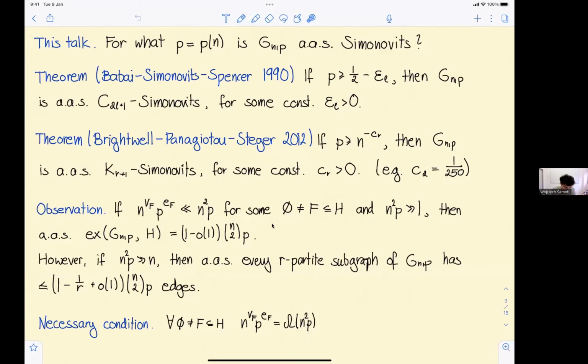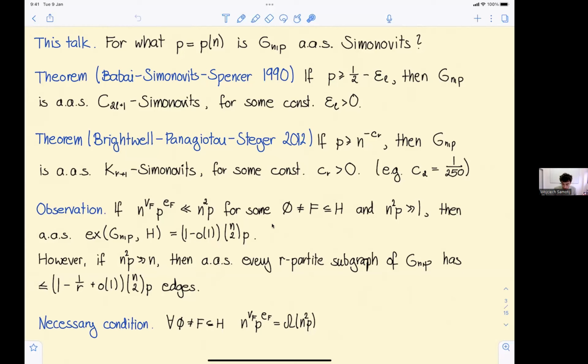The next work on this topic is a nice paper of Brightwell, Panagiotou, and Steger, who proved that for every clique, G(n,p) becomes K_{r+1}-Simonovits if p is at least n^{-ε}, where ε is some small constant that depends on the order of the clique. So in particular, if we're interested in generalizing Mantel's theorem, so when are all largest triangle-free subgraphs of G(n,p) bipartite, according to the theorem of Brightwell, Panagiotou, and Steger, you need to assume that p is at least n to the power minus 1 over 250. So some very small polynomial in n.